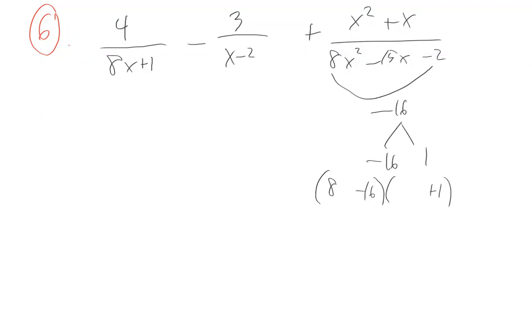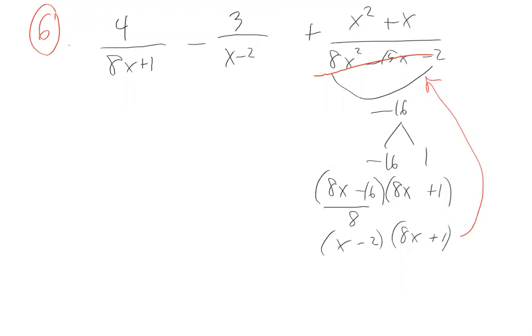At the beginning, you'll have an 8x, because we take the 8x squared and just get rid of the square. Then we eliminate a common factor of 8 from that one. Then we'll have x minus 2 times 8x plus 1. That means we can go back and erase the original denominator. I'm going to take this denominator and cancel it out, and instead I'll have this. So I'll have 4 over 8x plus 1 minus 3 over x minus 2.